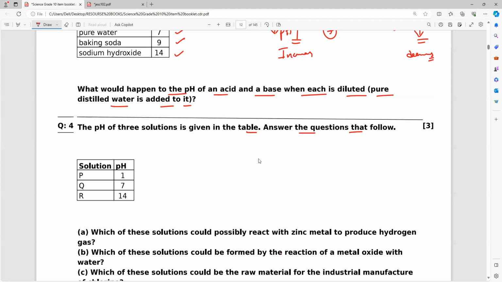So answer the questions that follow. P is 1, Q is 7, R is 14. So P is 1 means it is acid, Q is 7 means it is neutral, R is 14 means it is definitely a what? All of you? Base. Is it right, all of you? So please respond. It is your class. Involve and try to answer.